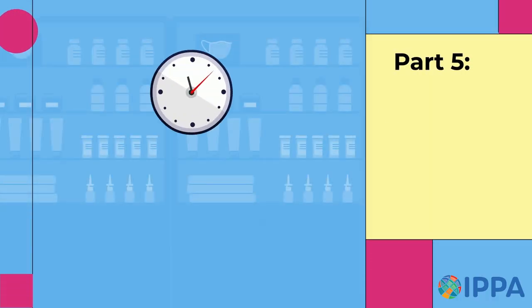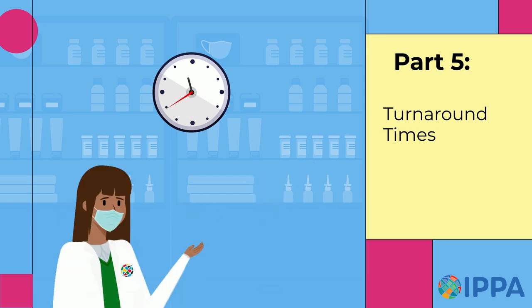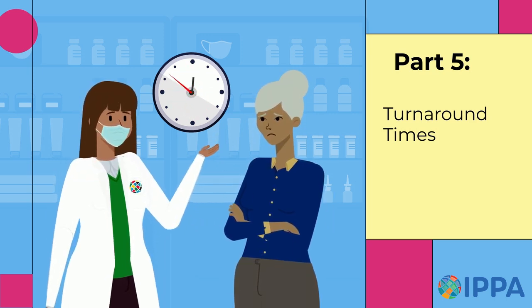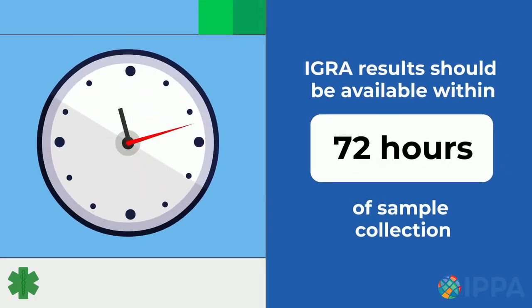In this segment, we will focus on our final learning objective, turnaround times. These guidelines ensure that results are obtained in a timely manner, allowing for prompt diagnosis and appropriate intervention. IGRA results should be available within 72 hours of sample collection.